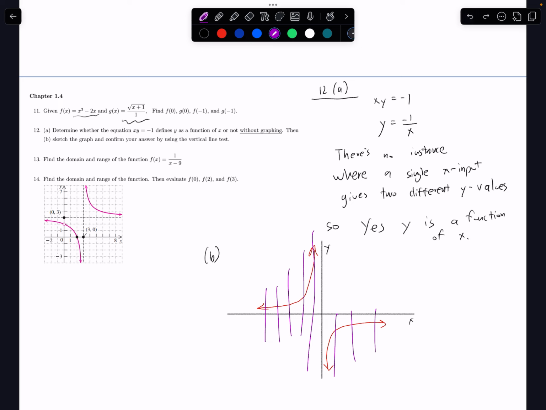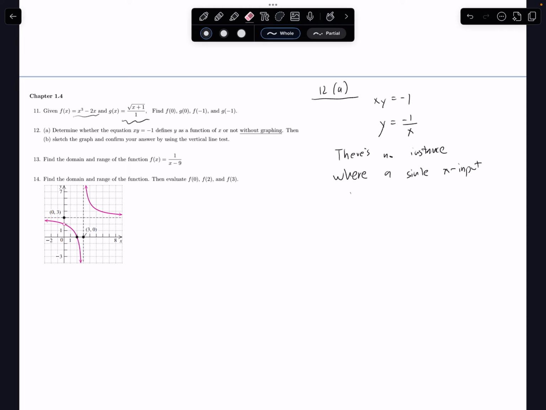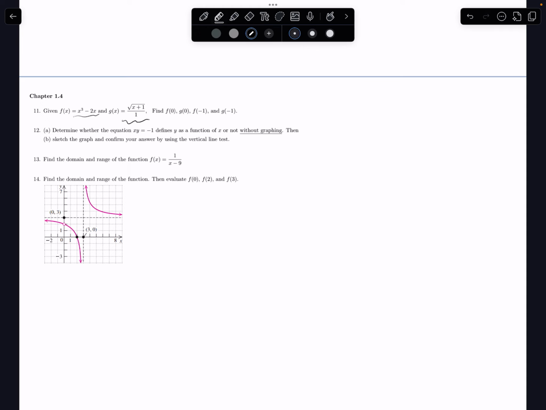Okay, so there you go. That's part B. Confirms the answer. Yes, we got a function there, and of course it's a function. 1 over x. We know that guy, right? That's one of our friends from a earlier section where we had that library of functions. Great section. Beautiful section.